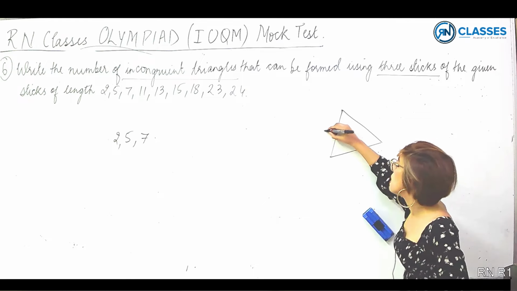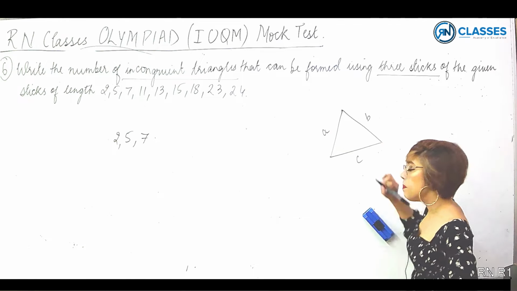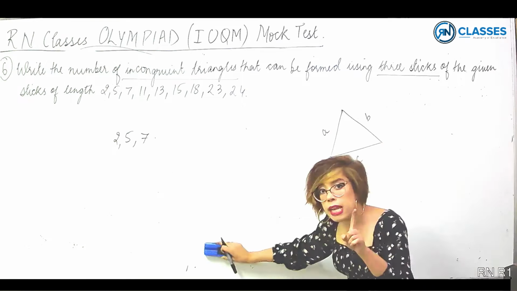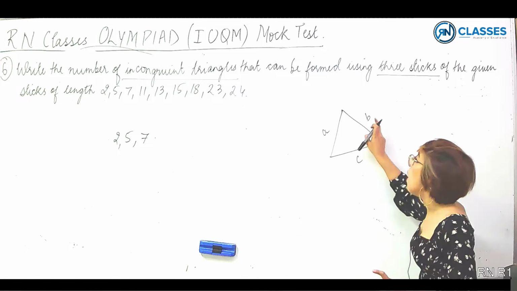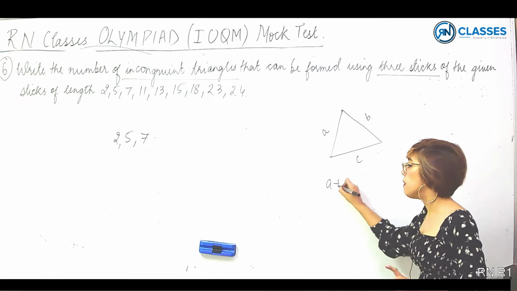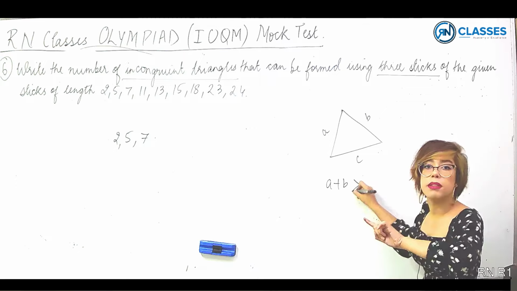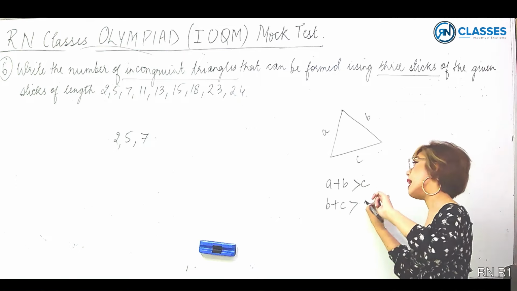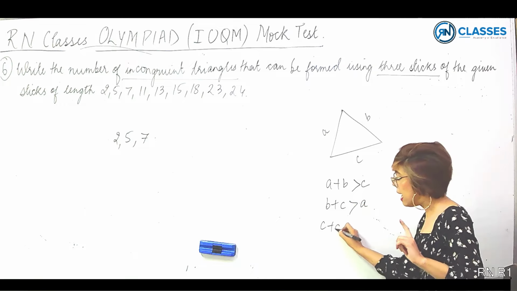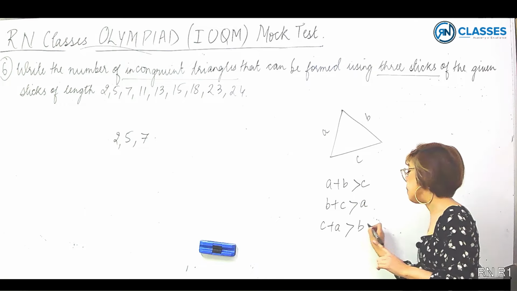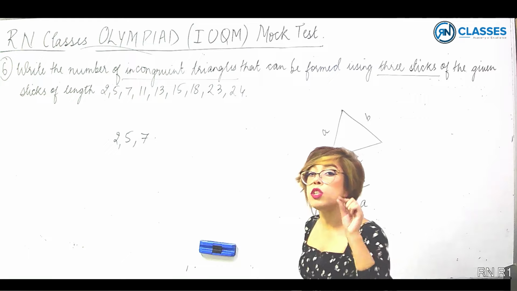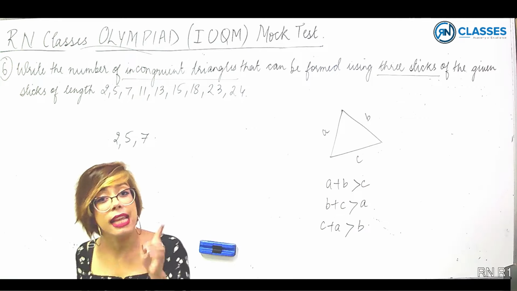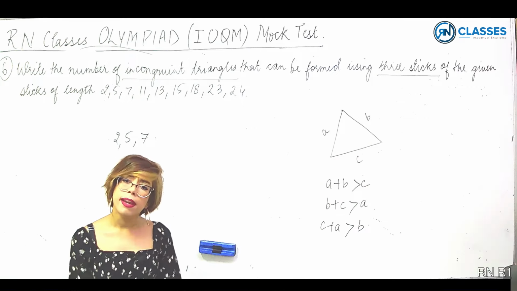If I have my sides as A, B and C, the triangle will only be formed if the sum of any 2 sides, so A plus B if I take, this should be greater than the third one. Now B plus C, that should be greater than A. And if I take C and A, the sum should be greater than B. Sum of any 2 sides should be greater than the third side, then only the triangle will be formed, right?